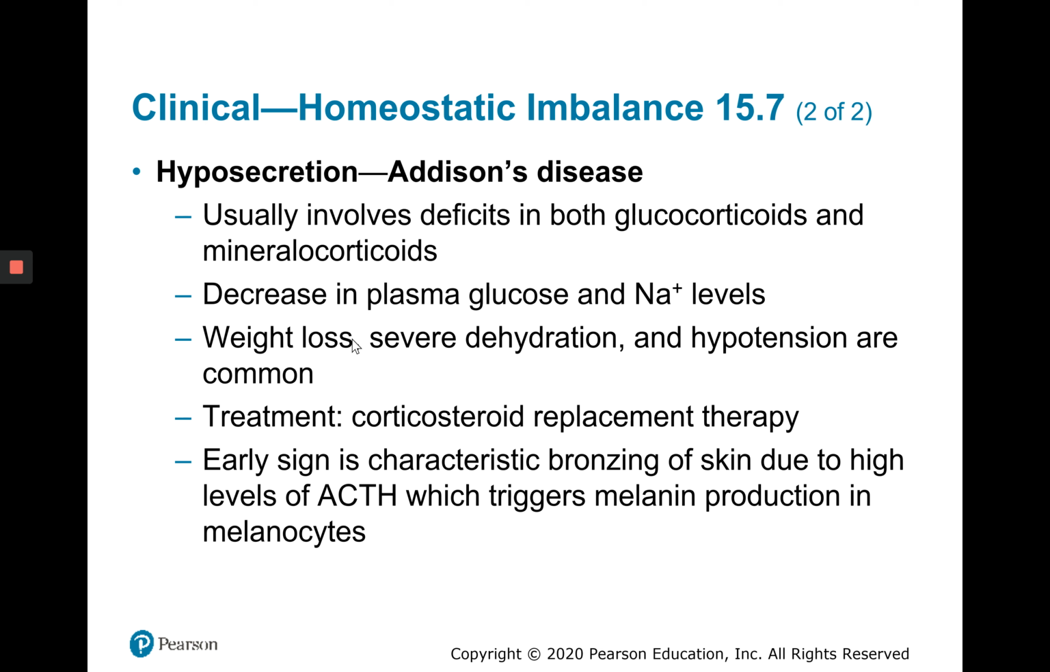But early signs of Addison's disease are actually a bronzing of the skin. So if you know someone that always looks extremely tan and they don't go out in the sun or anything like that, especially if they are in a family that's relatively pale, then a bronzing of the skin could be indicative of an early sign of Addison's disease. And that would be due to high levels of adrenocorticotropic hormone, and that triggers melanin production in melanocytes, which are cells that can change the pigment of your skin.